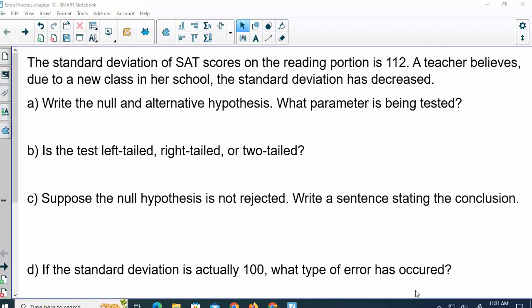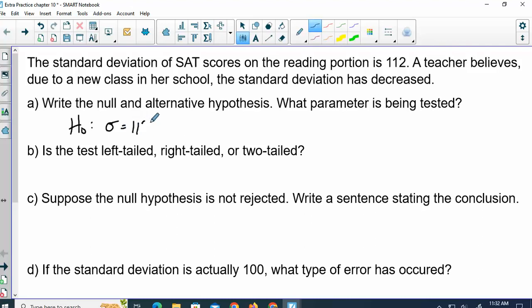The standard deviation of SAT scores on the reading portion is 112. A teacher believes, due to a new class in her school, the standard deviation has decreased. What would be my null hypothesis? Standard deviation equals 112. So what variable do we use for standard deviation? S for sample standard deviation or sigma for population, so technically either would be fine.